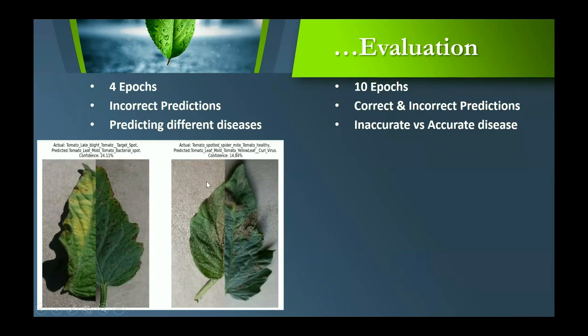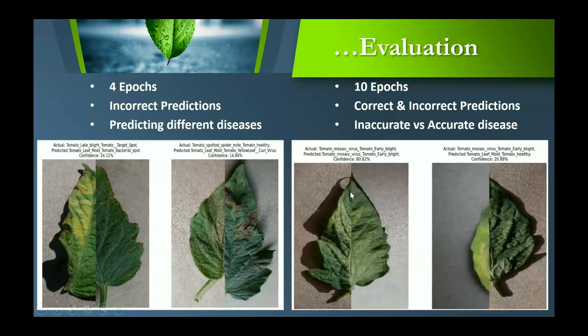Hence, we were not surprised seeing these kinds of predictions being made by the 4 epochs model. The same went on when we gave it another data set, which was tomato spotted spider mite and tomato healthy leaf. It did otherwise by predicting a different kind of disease, which was not in line with what we gave to it. So we saw that the 4 epoch model wasn't accurate, as seen by its output parameters, recall and precision.